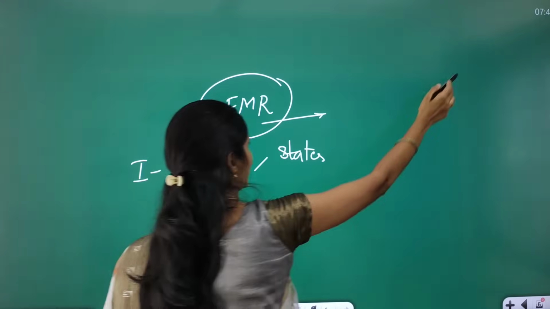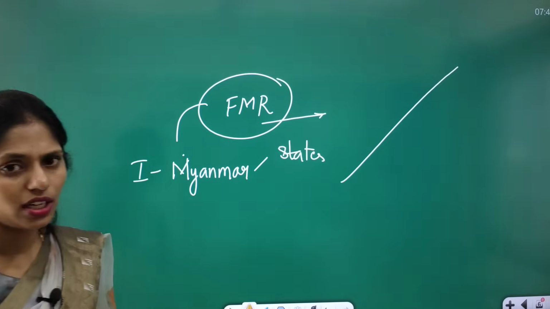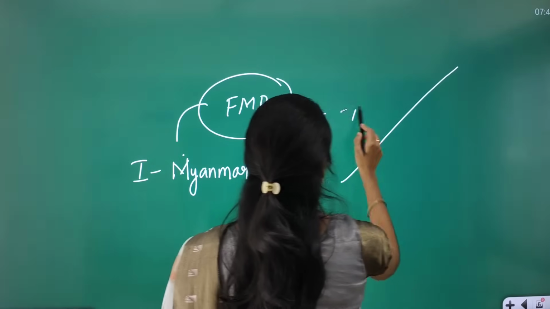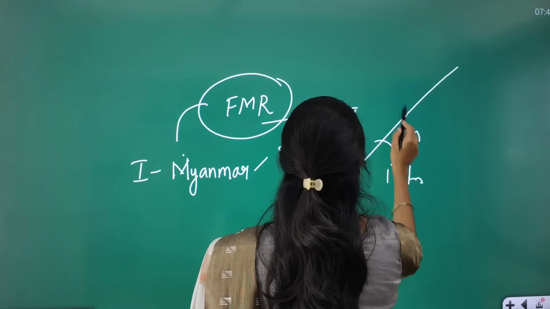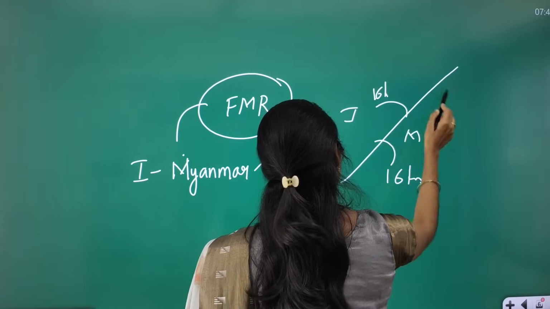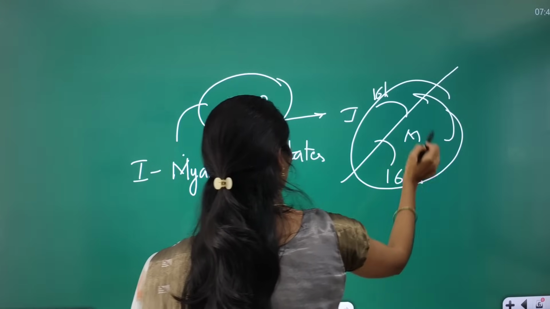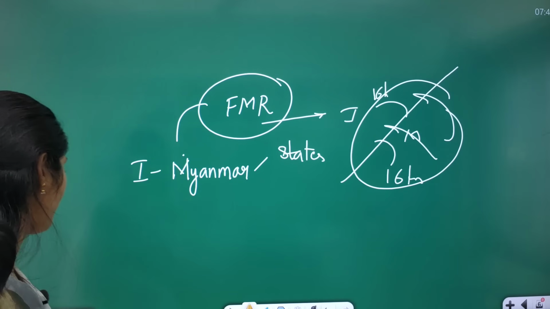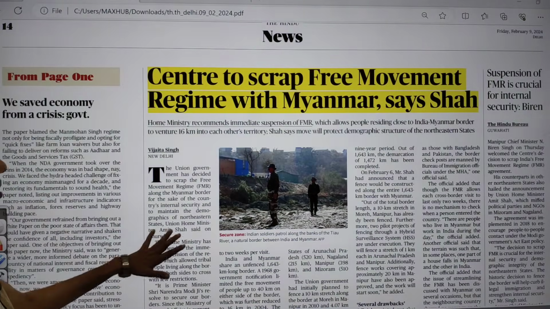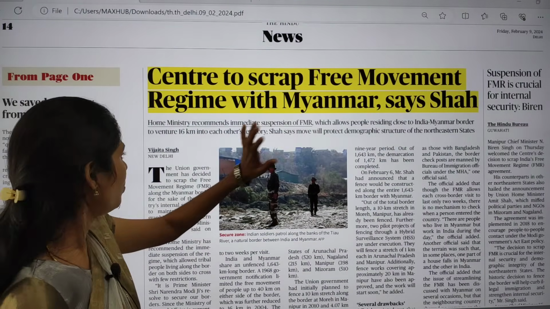That means, for example, let us consider this is a boundary between India and Myanmar. So here we have India and here we have Myanmar. Up to 16 kilometers here and up to 16 kilometers here, people from this area can easily move across the border. There is no need of a visa. Clear? So this is about the free movement regime.